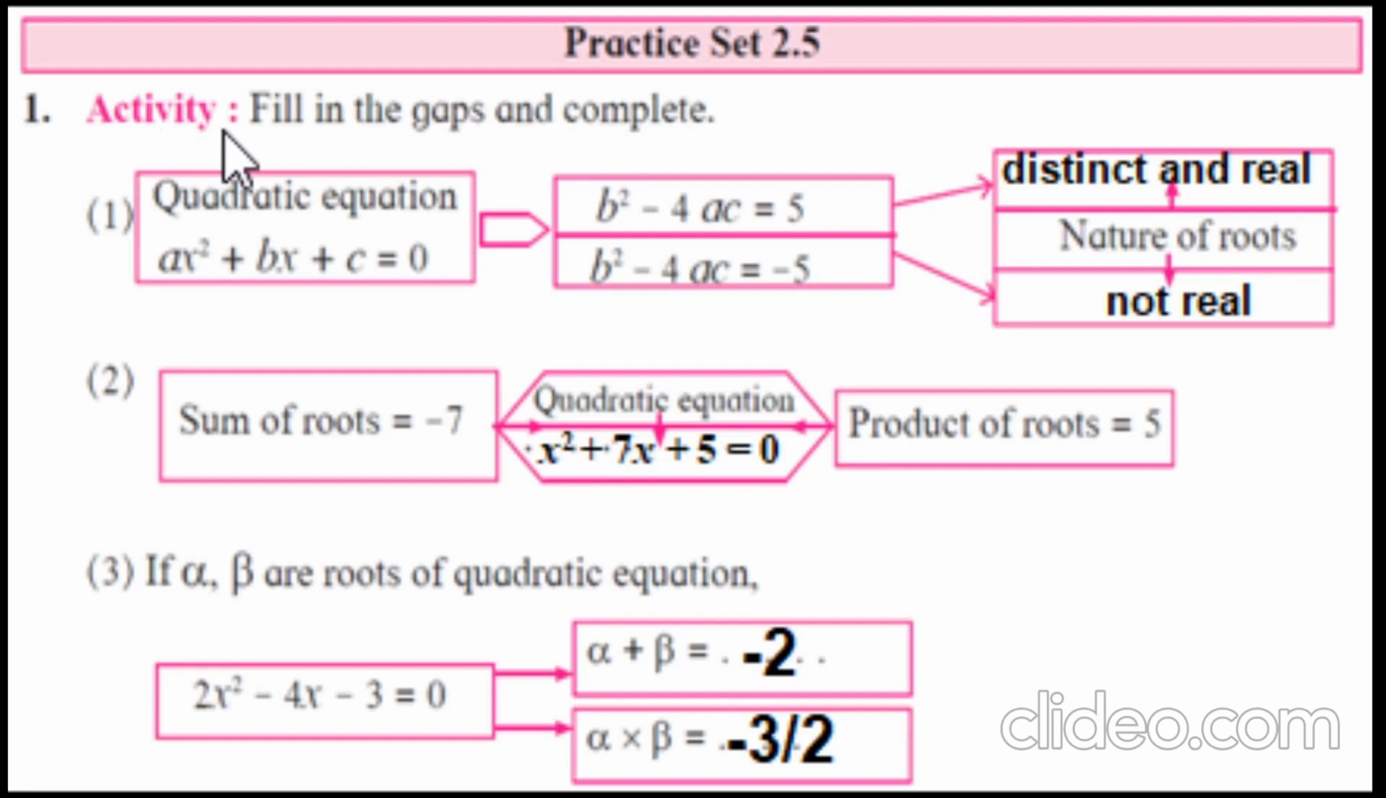We have to complete this activity. Now, first one, the quadratic equation is x square plus bx plus c is equal to 0. Here, if b square minus 4ac is equal to 5, that means delta is more than 0. Nature of roots: roots are distinct and real. If b square minus 4ac is equal to minus 5, that is delta is less than 0, then the nature of the roots is not real.